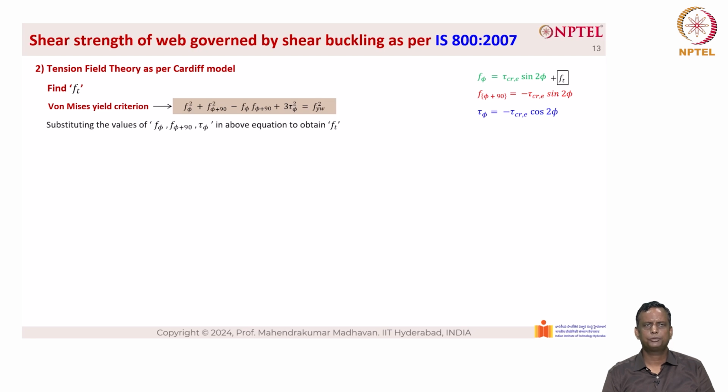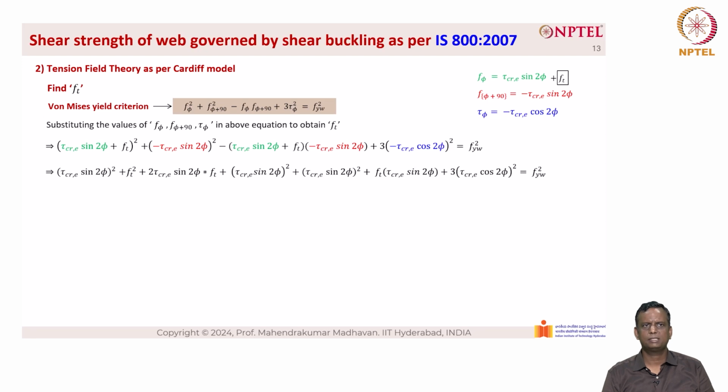Now, let us substitute F of phi plus 90 and tau of phi in the above equation to obtain F of T. So, when we do so, we get a big equation here, which is (tau critical E into sine 2 phi plus F of T) the whole square plus (minus tau critical E into sine 2 phi) the whole square minus (tau critical E into sine 2 phi plus F of T) into (minus tau critical E into sine 2 phi) plus 3 into (minus tau critical E into cos 2 phi) the whole square, which is equal to F_yw square.